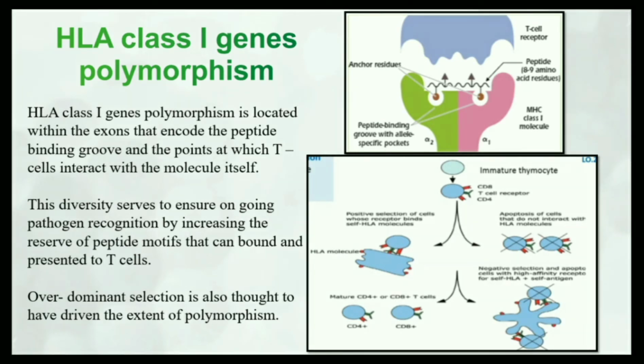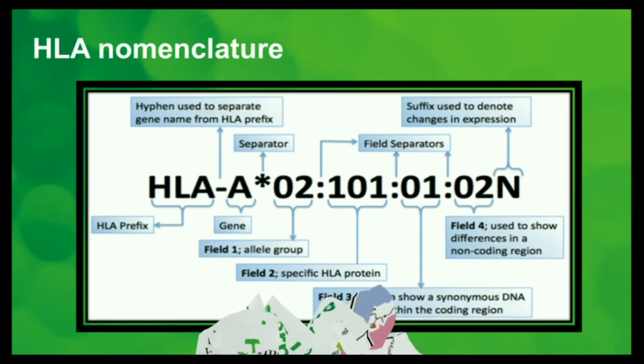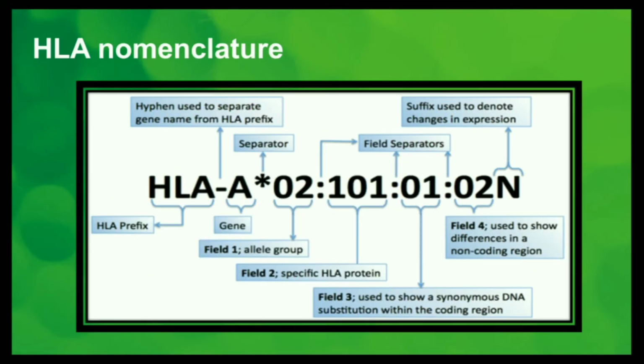If a cell shows high affinity to the receptor, it will be negatively selected and apoptosis occurs to these cells. HLA nomenclature. In order to proceed with HLA typing and learn how to read the sequence, we must know the nomenclature of the HLA to make the typing of our sequence.